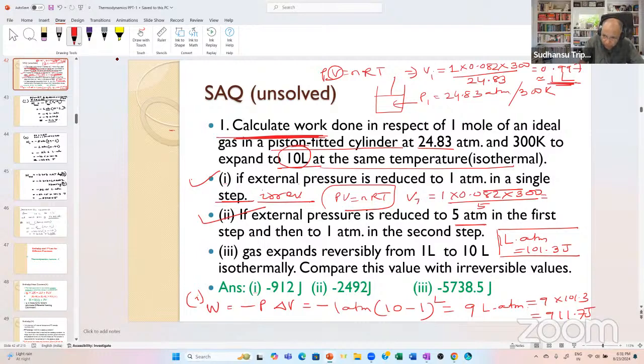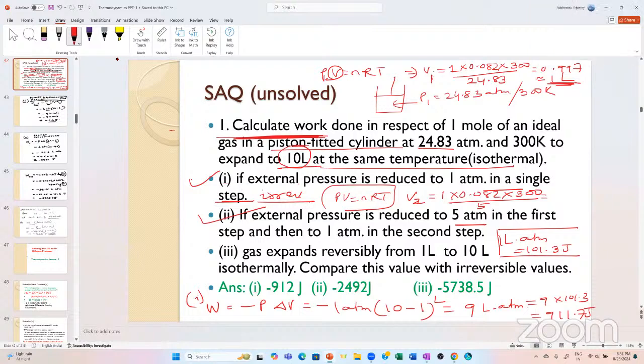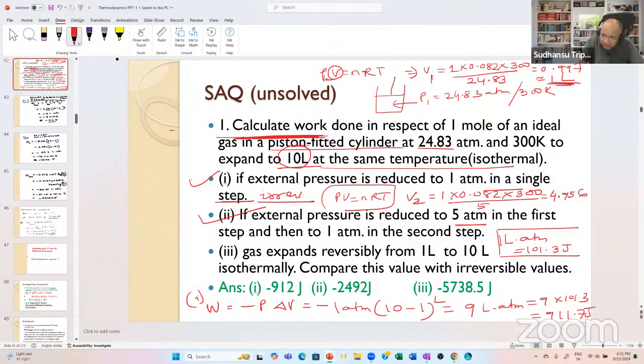This is V2. This is V1, which is 1 liter. V2 is how much? 4.956, approximately 5 liters. Let us approximate it to 5 liters for the sake of numerical understanding of how you can solve the numerical.